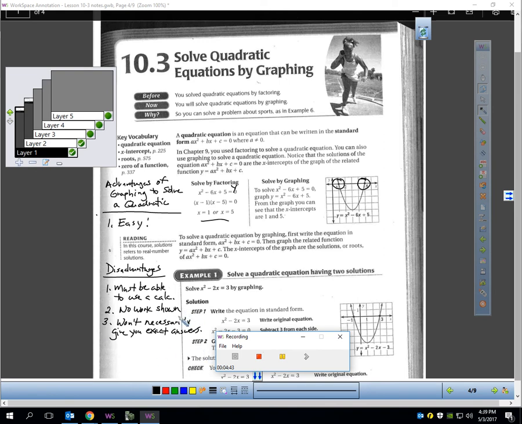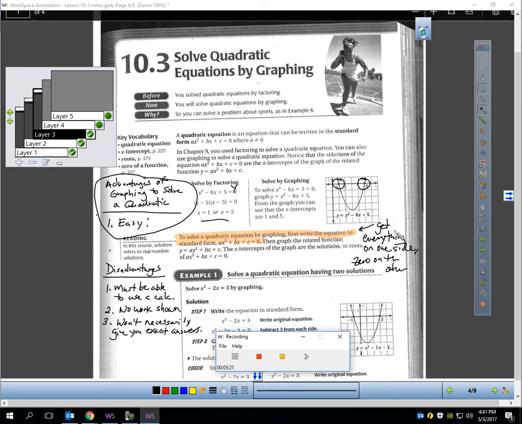And there's a third disadvantage to this. It won't necessarily give you exact answers, but let's be honest, this is a huge perk. It's super easy. To solve a quadratic equation by graphing, you have to make sure the equation is in standard form. So this is saying we need to get everything on one side, 0 on the other. That's what this in orange is saying. Same as we did when we factored. Got to get everything on one side, 0 on the other.